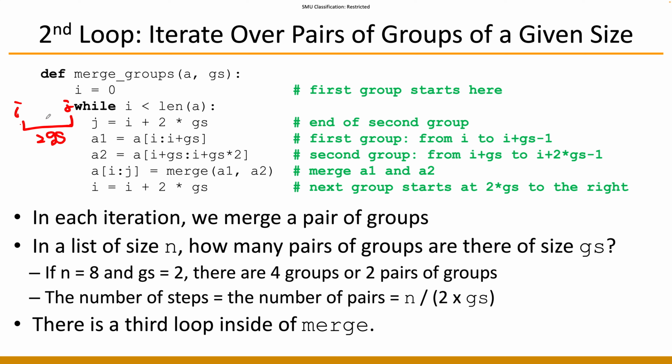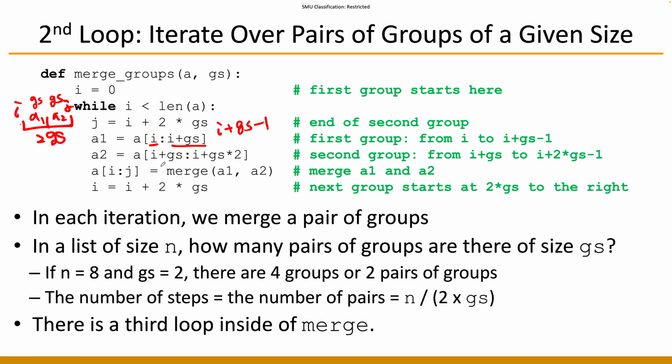Which means that inside this merged length, you have A1, you have A2. A1 will have the size of GS. A2 will also have the size of GS. And here you can see that this is the lower index of A1, and this is the upper index, right? So this particular syntax basically says that the largest upper index of A1 is actually this number minus 1. So the upper index will be I plus GS, but minus 1, right?